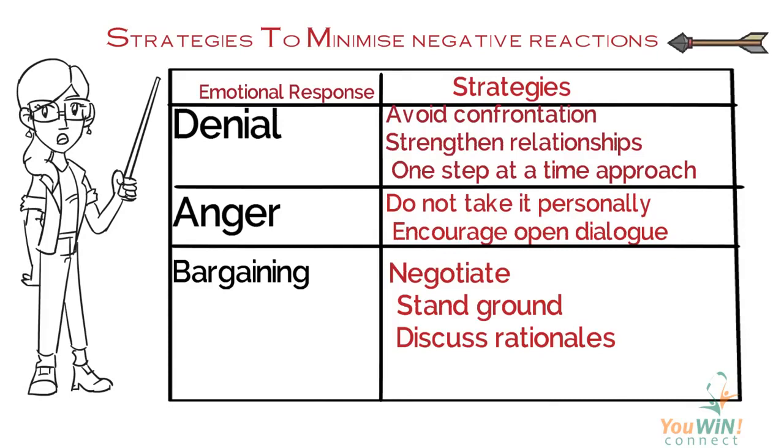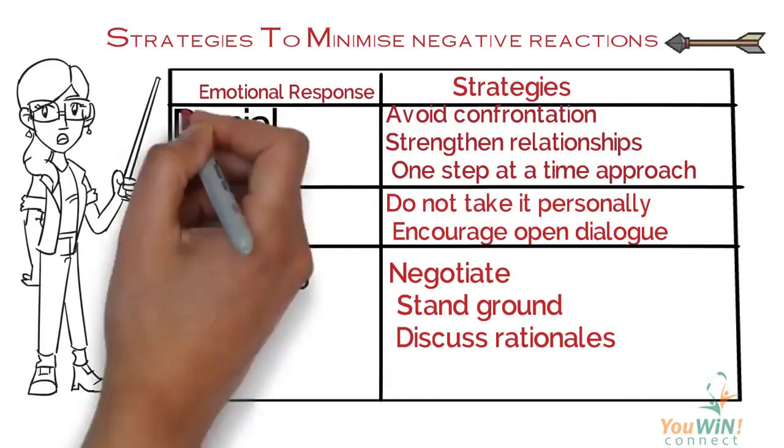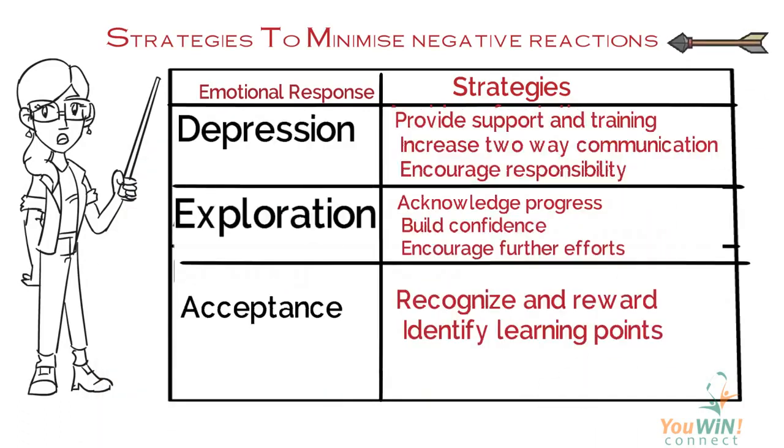Some staff will come bargaining. Try and negotiate with them, but stand your ground and then discuss rationales. If some people are depressed, then you need to provide support and training, increase two-way communication, and then encourage responsibility. Some people would accept your change projects. Recognize and reward these people, and identify their learning points.